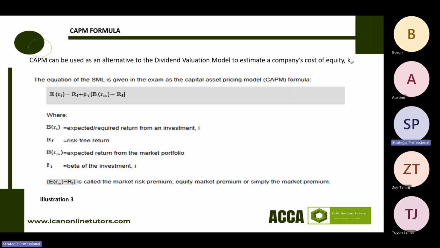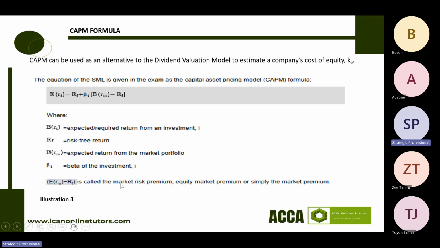You said CAPM. Yes, this is CAPM for refresher. CAPM is an alternative to the dividend valuation method to estimate a company's cost of equity, which is KE. And this is the formula: KE is the expected required return from an investment, and RF is the risk-free return. ERM is the expected return from the market portfolio, less your risk-free, and you have BI, which is the beta of the investment.